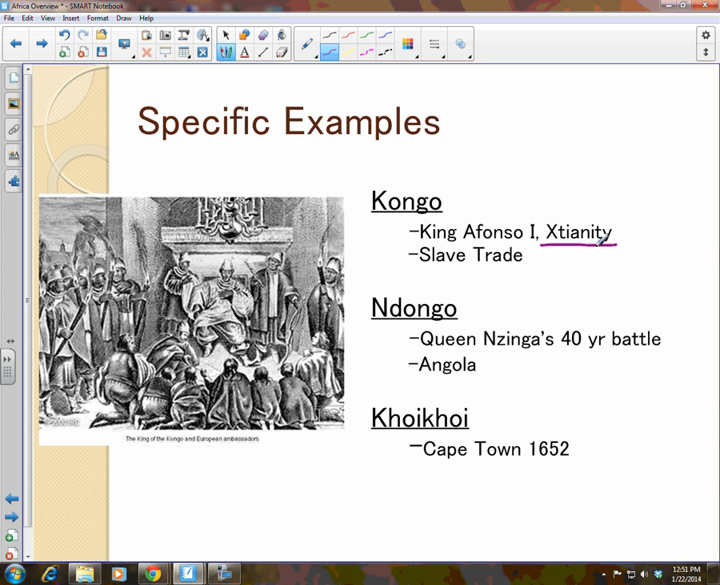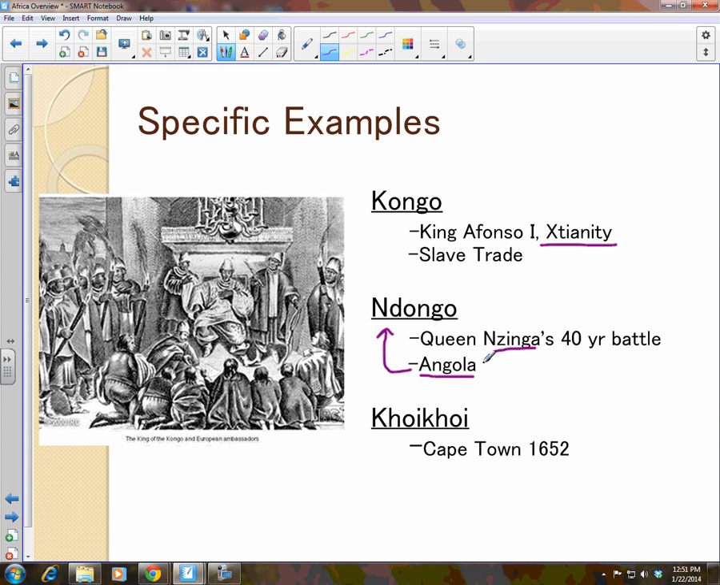Further to the south, the remarkable Queen Njinsa fought a 40-year battle to keep the Portuguese from conquering Ndongo. And she was pretty successful. However, her successors were not, and Angola became the first European colony in sub-Saharan Africa. Angola is the European colony of Ndongo.